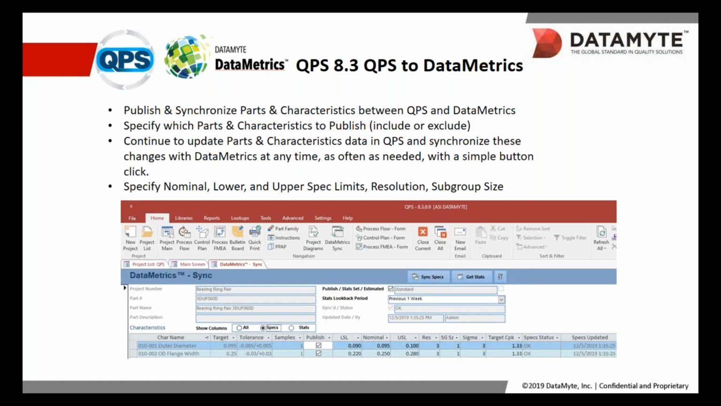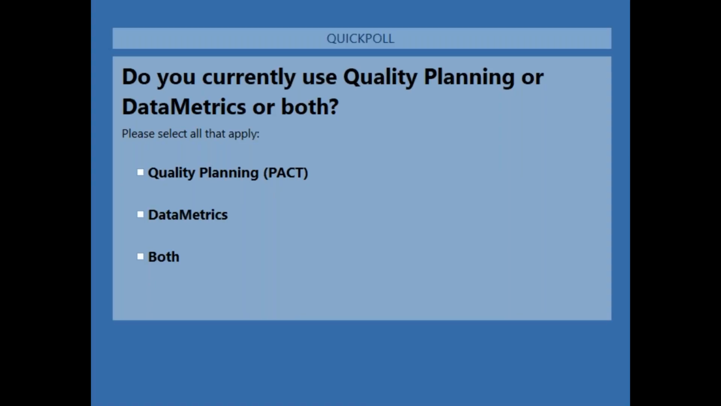We have a screen here, as you can see, for the nominal, the lower and upper spec limits, the resolution, and the subgroup size. And what I'm going to do is show you first the publish, then we might have a synchronization of the specs. I'm just going to walk you through a few of the screenshots of how we get to that point, because this is a new feature in the Quality Planning Studio. So let's take a look first at the Quality Planning Studio, and I'm going to start as if you were to open up the software to what we call the project list.